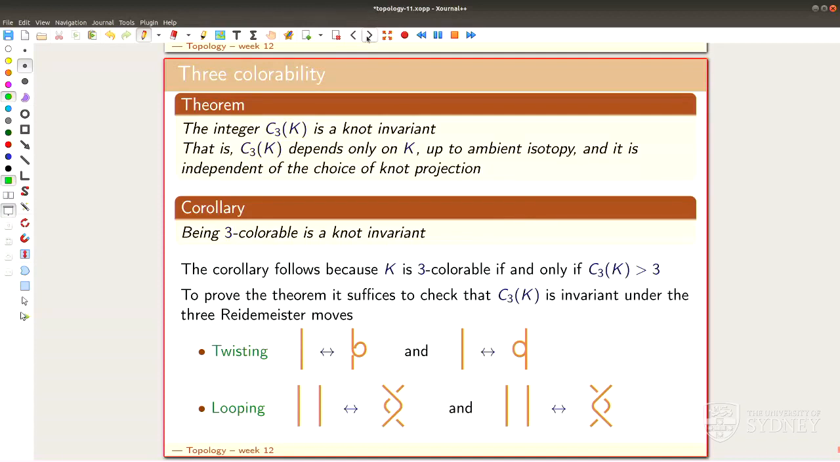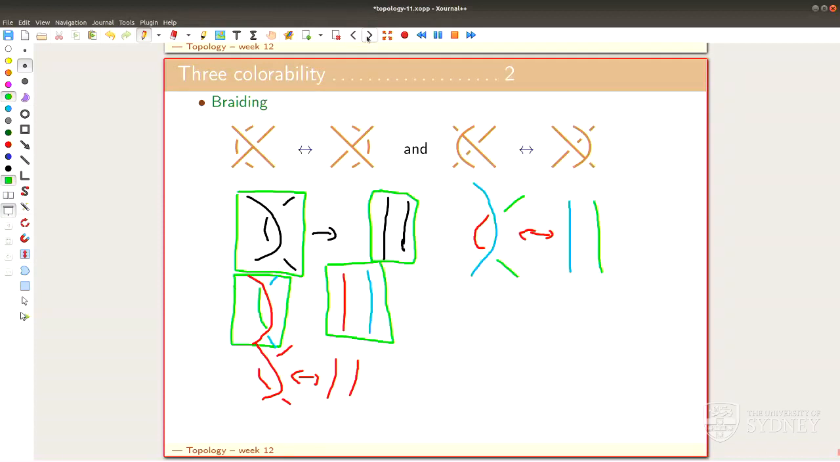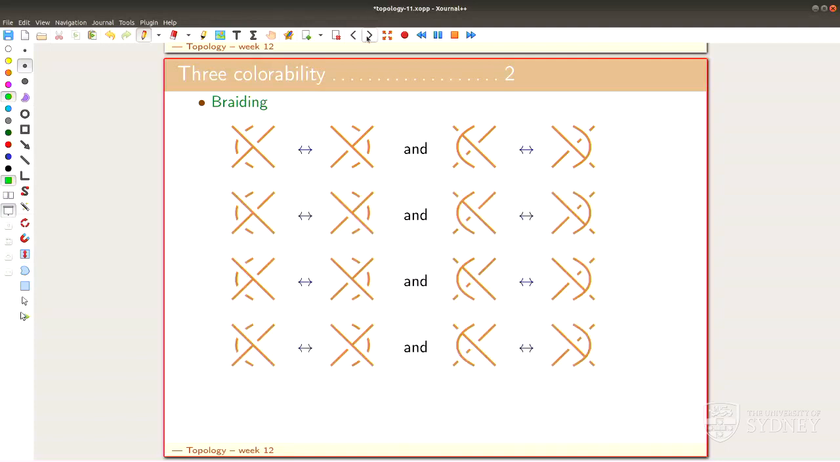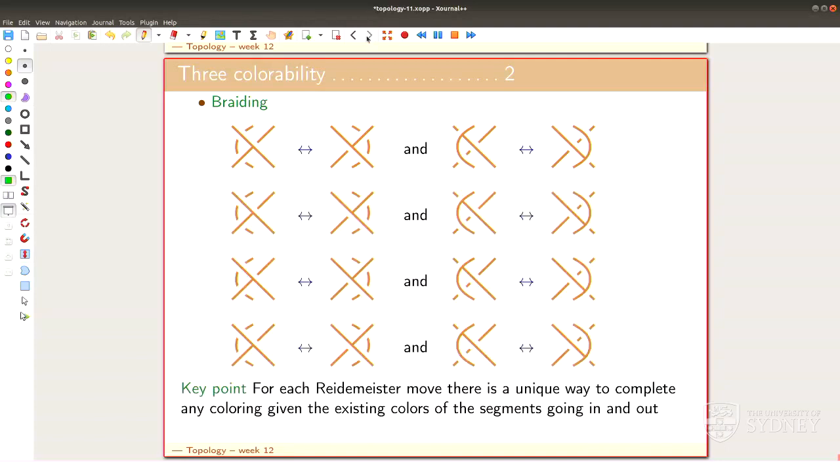And remember, the way I proved the main theorem for today, the randomizer theorem, is actually a really simple coloring argument. For each randomizer move, there's a unique way to complete any coloring. And that's what I showed you, which shows the theorem from the previous slide.